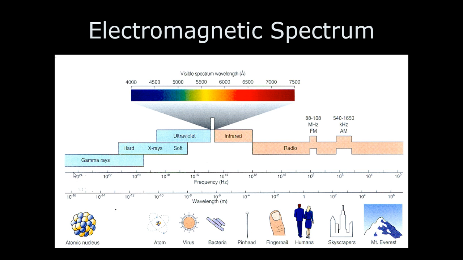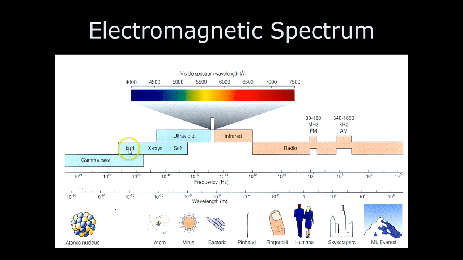I'll start at the left. So gamma rays have high frequency, small wavelengths. What kind of energy? High energy, right? High energy. And what are gamma rays used for in a hospital? Kill cancer cells. All right, let's keep going.